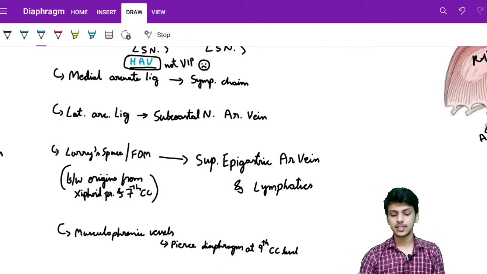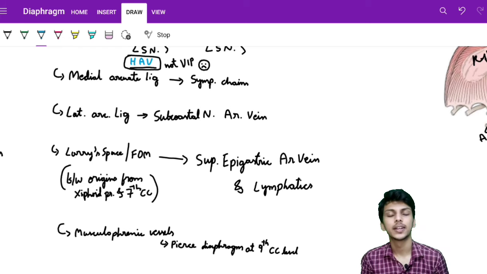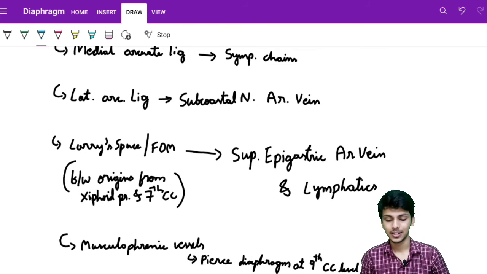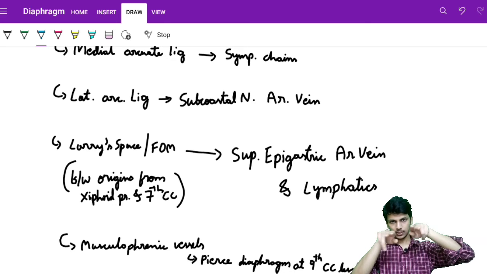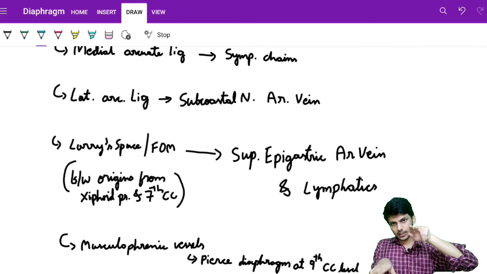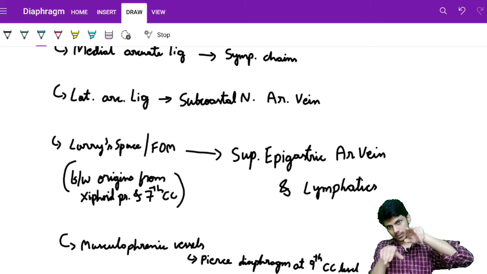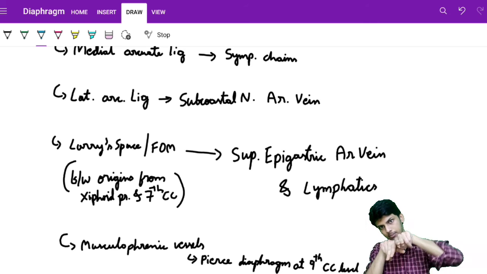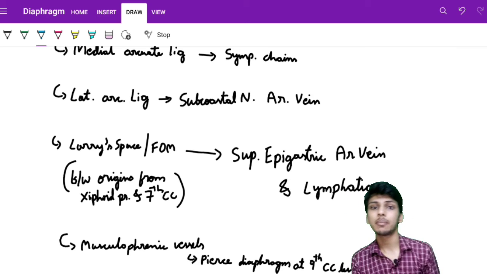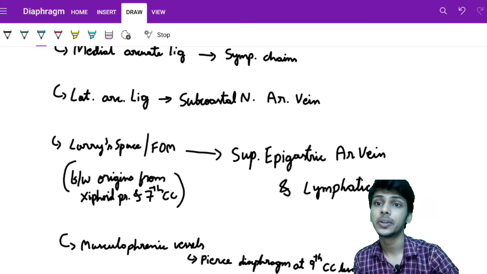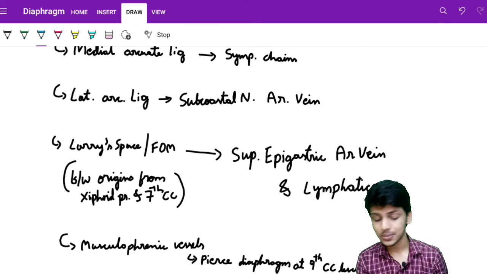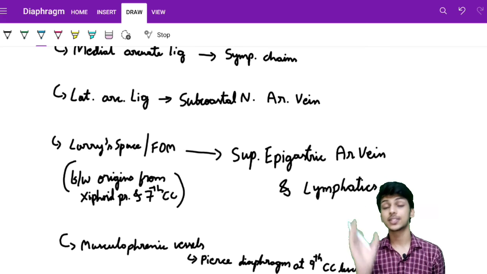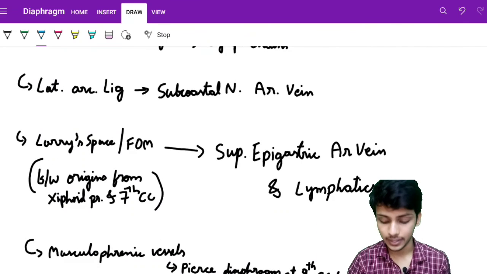Then there is the space of Larrey. This is an interesting space. They even call it the foramen of Morgagni. We'll be studying that soon. It is basically under the origins of the xiphoid process. They are taking origin like two slips, and there is the seventh costal cartilage. So see here, this is the one area, but there is a gap here, na? That gap is contributing to the formation of Larrey's space. That also has an interesting clinical significance. Structures can herniate through that. We'll be studying that in detail.